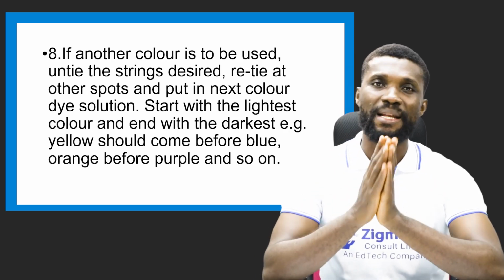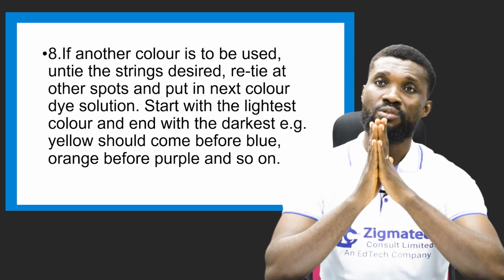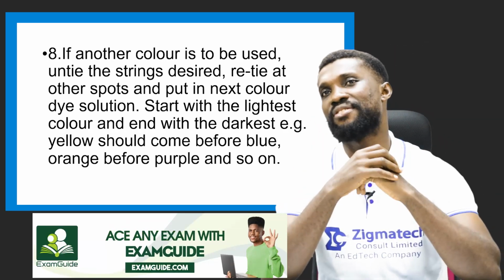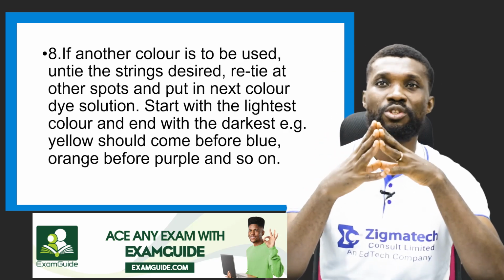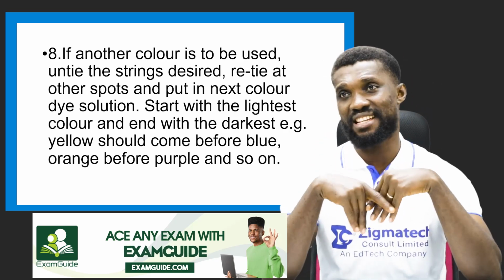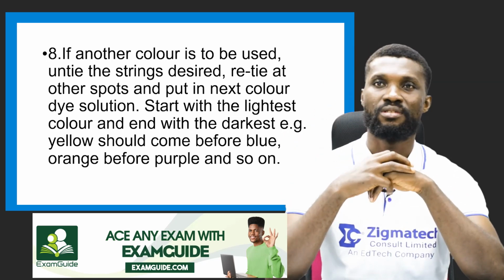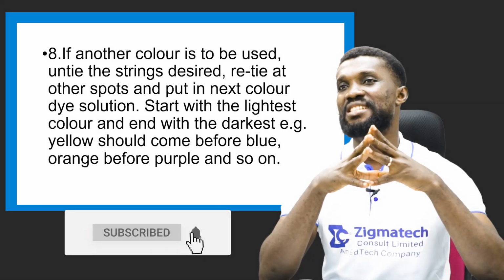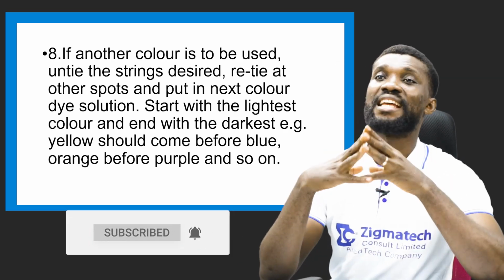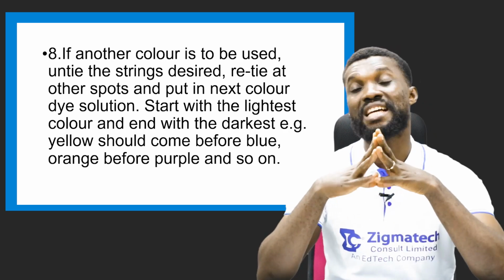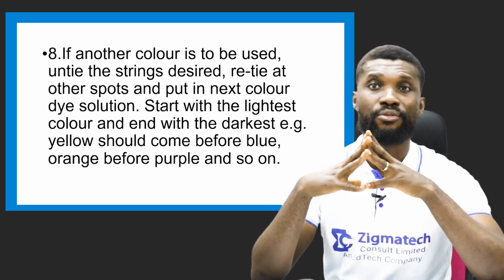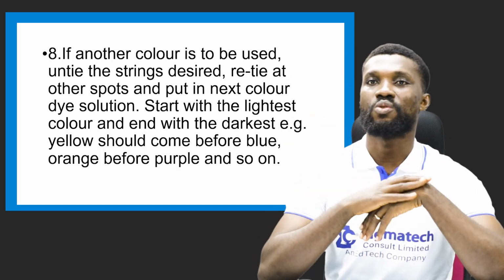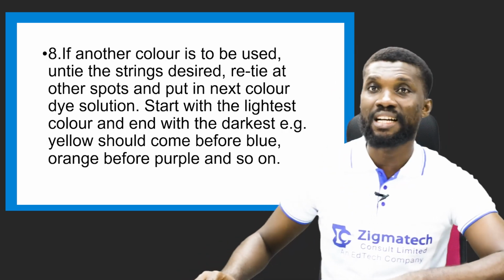After applying the light color, you now go over to what? Using the second stronger before the strongest color. So let me just read what I have here. If another color is to be used, untie the strings desired and retie at another spot, and then put the next color dye solution. Start with the lightest color like I told you initially and end with the darkest color. Example, if you're dyeing, yellow should come first before blue, before orange, before purple, and so forth. So that is that for that.